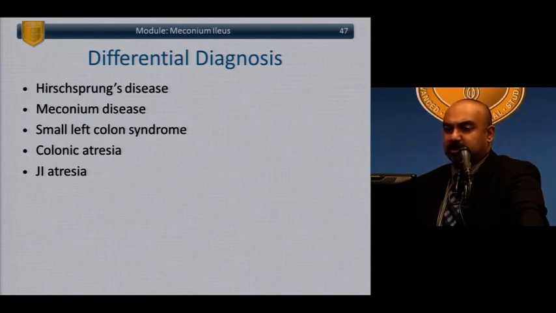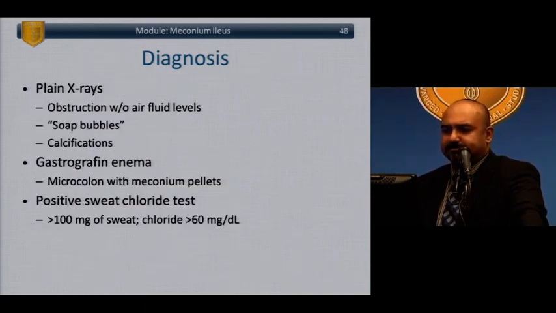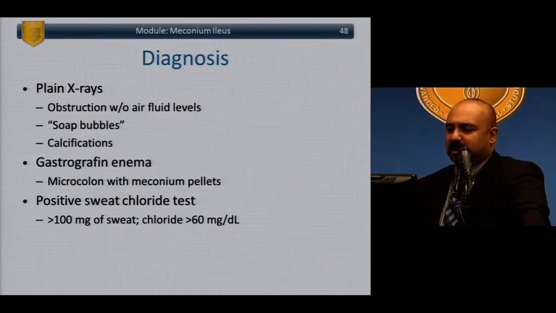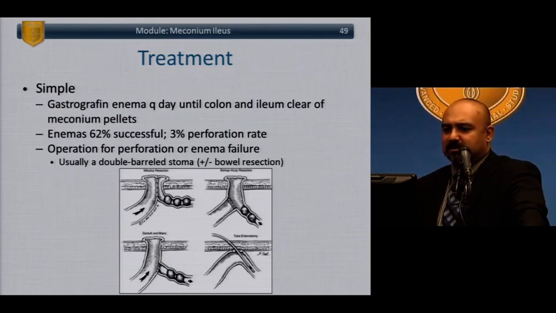Differential: any distal obstruction would be a differential for this. So Hirschsprung's disease, small left colon, colonic atresia, which is rare, jejunal ileal atresia. Plain radiographs show obstruction without air fluid levels. There are no air fluid levels in this, so if you did your laterals or uprights, you won't see that. Soap bubbles or calcifications in the right lower quadrant, that's where the meconium is all sitting, right at the cecum and terminal ileum. You can treat this with a Gastrografin enema, and what you'll see is a small colon and you'll get some meconium pellets out. And then when the kid is a little bit older, you can do a sweat chloride test to confirm the diagnosis.